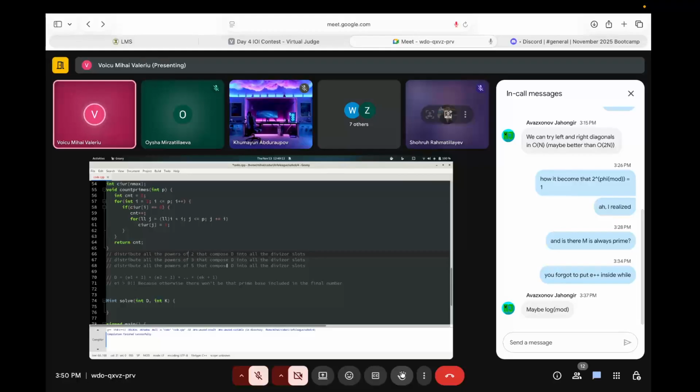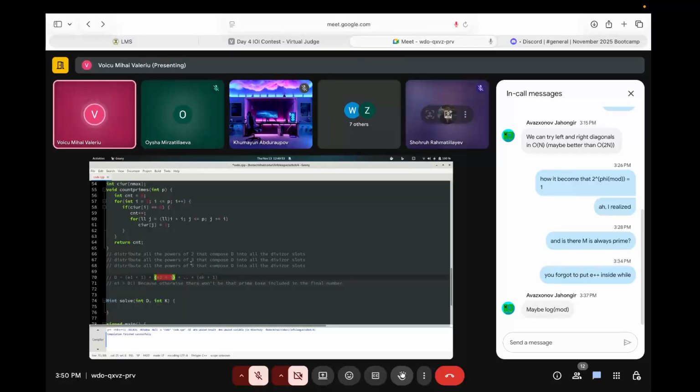That is, if D is divisible by 2 to the power of 3, we have to distribute 2 into these groups a total of 3 times. We can say that this divisor will be divisible by 8, or we force this divisor to be divisible by 4, and then this divisor divisible by 2, and so on. Basically, we distribute the powers of 2 into each divisor. But the problem is that we have to distribute them such that we do not leave any slot empty.